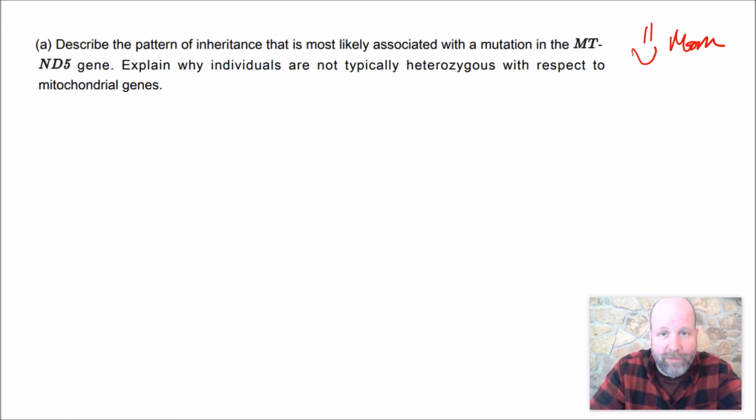How's it going to show up? Explain why individuals are not typically heterozygous. That's not too bad either. Maybe kind of a meh face. Or maybe a smiley face if you're thinking, oh yeah, you can't be heterozygous for mitochondria. You only have one type of mitochondria. You don't have a pair of chromosomes. You don't get some from one parent, some from another. You only have one type. So maybe that's not too bad.